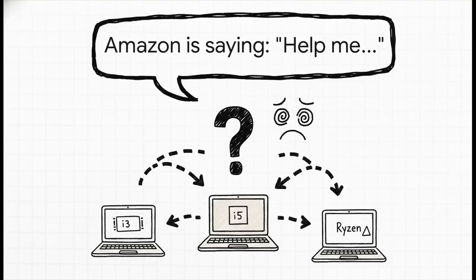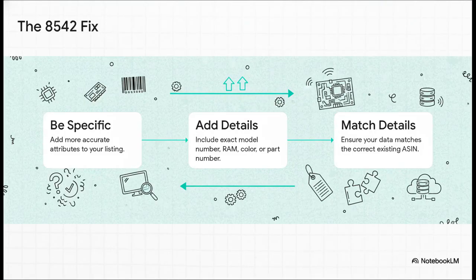Now, for 8542, the confused error. So, for example, let's say you try to list an HP 15S laptop. Well, Amazon's system looks at that and kind of panics. It sees versions with an i3 chip, an i5 chip, a Ryzen chip, and it has no idea which one you're talking about. The solution here is simple. You have to help the system out. You've got to give it the clues it's missing. Add the exact processor, the specific part number, the amount of RAM, the color. The more precise you are, the easier it is for Amazon to go, aha, and match your product to the right page.